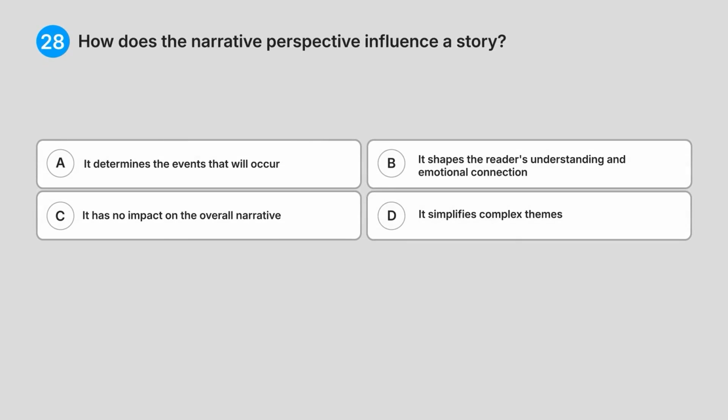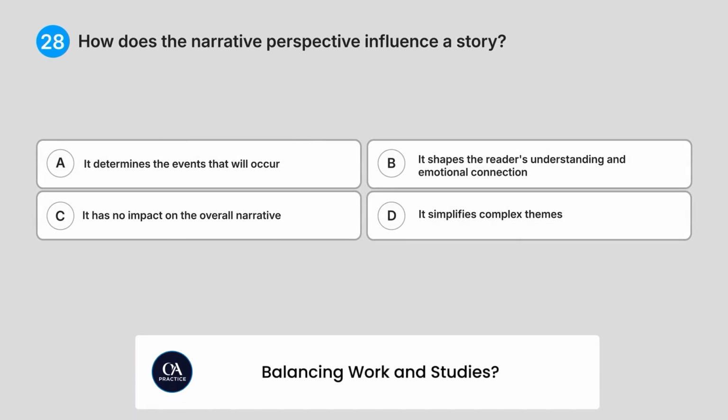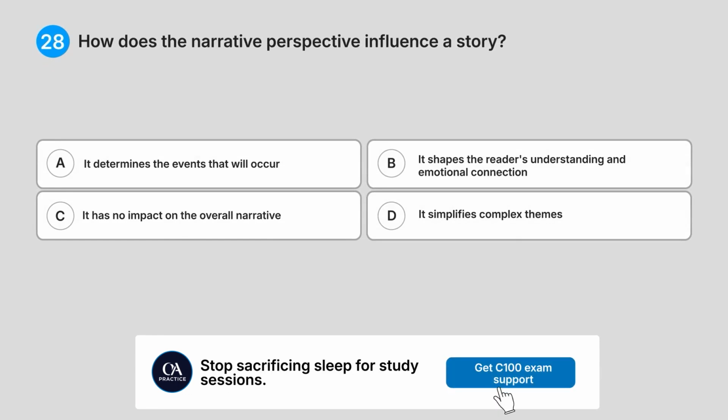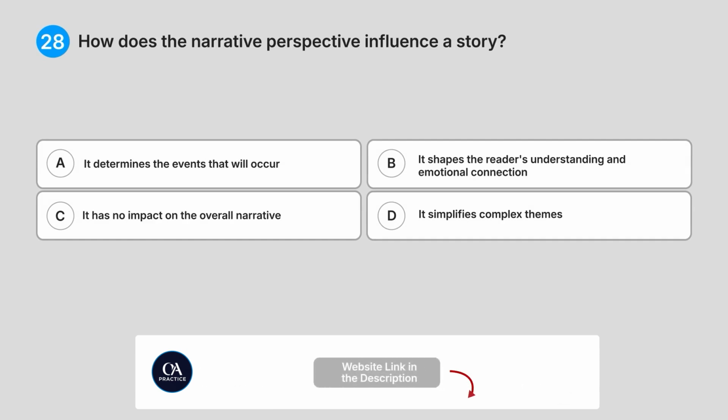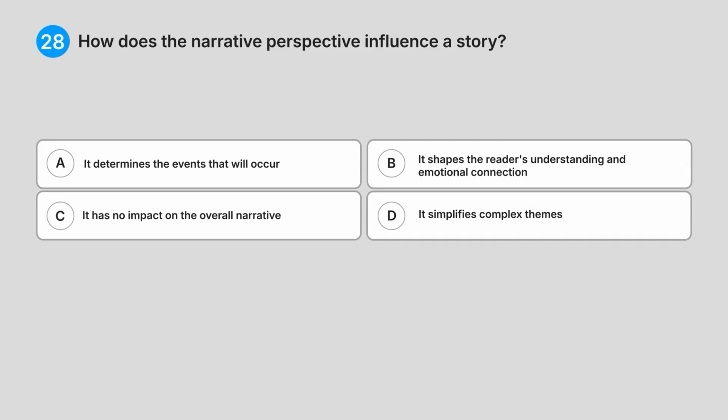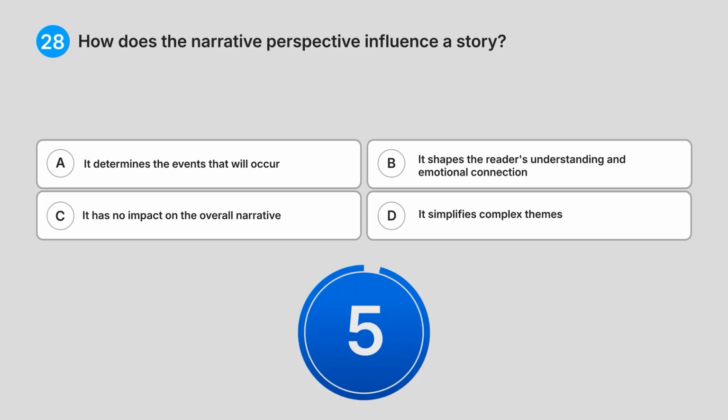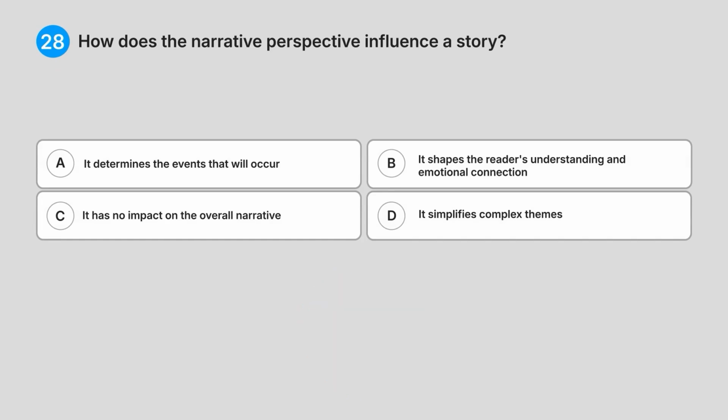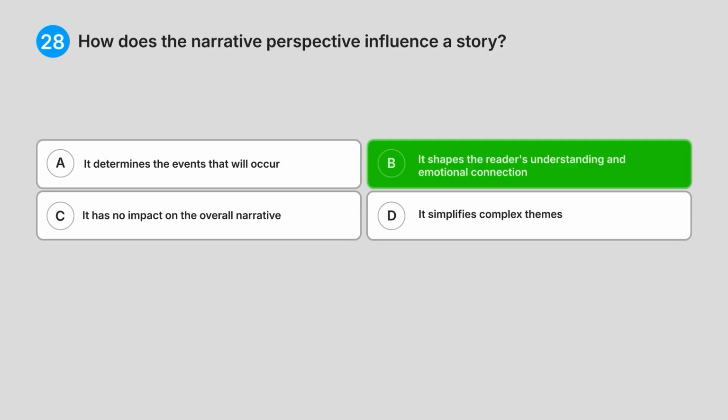28. How does the narrative perspective influence a story? A. It determines the events that will occur. B. It shapes the reader's understanding and emotional connection. C. It has no impact on the overall narrative. D. It simplifies complex themes. Do you know the answer? Correct answer. B. It shapes the reader's understanding and emotional connection.